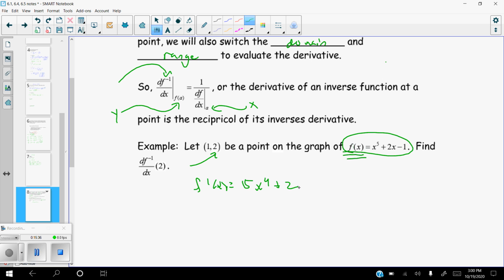According to our function, according to our formula, if I want to find this derivative, I'm going to do 1 over f prime at the x value. Well, the x value here was 1. So if I plug 1 in here, I'm going to get 5 plus 2, which is 7. So the derivative of the inverse function at 2 is going to be 1 over the derivative at 1, which is 7. So we get 1/7.